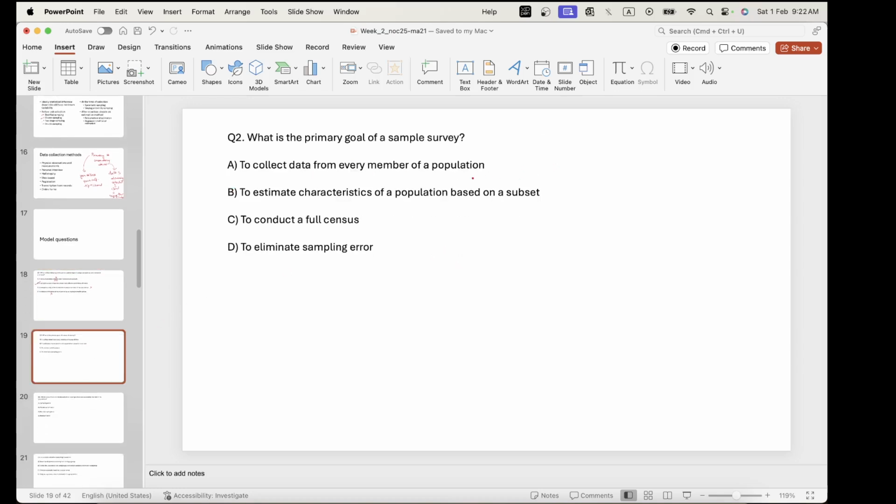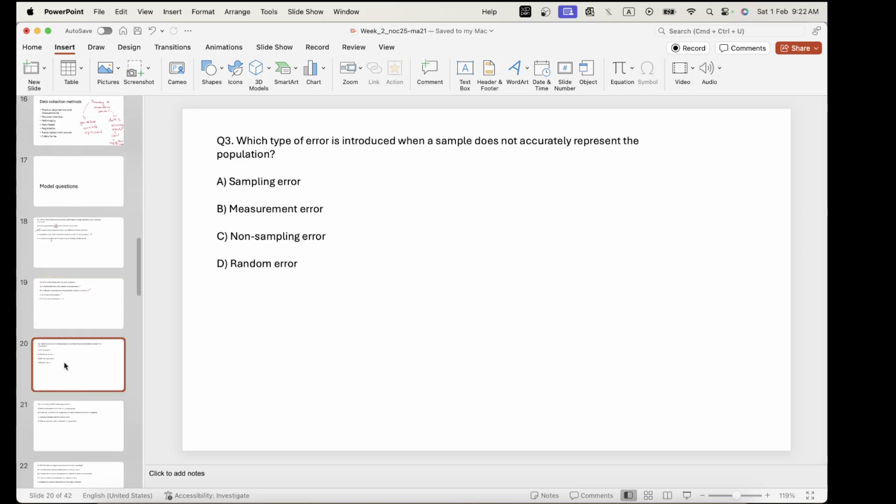Next thing is, what is the primary goal of a sample survey? Collect data from every member? No. Conduct a full census? No. Eliminate sampling error? No. There will be sampling error. So the correct answer is to estimate characteristics of a population based on a subset. Alright, moving on. Which type of error is introduced when a sample does not accurately represent the population? So that is when sampling error is introduced. By virtue of sampling we are getting this sort of an error.